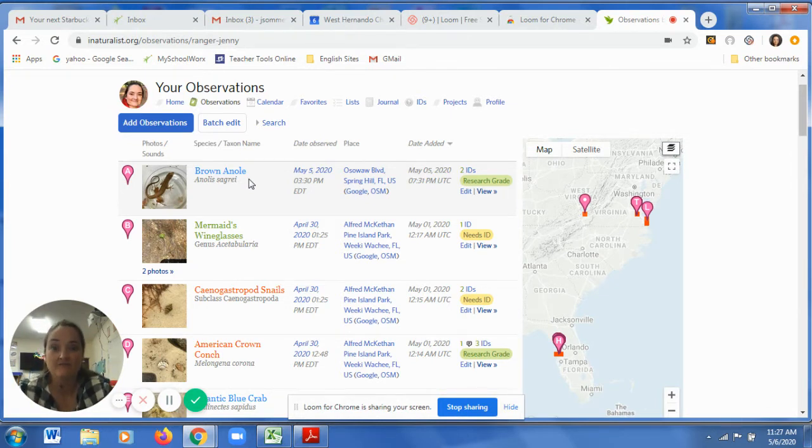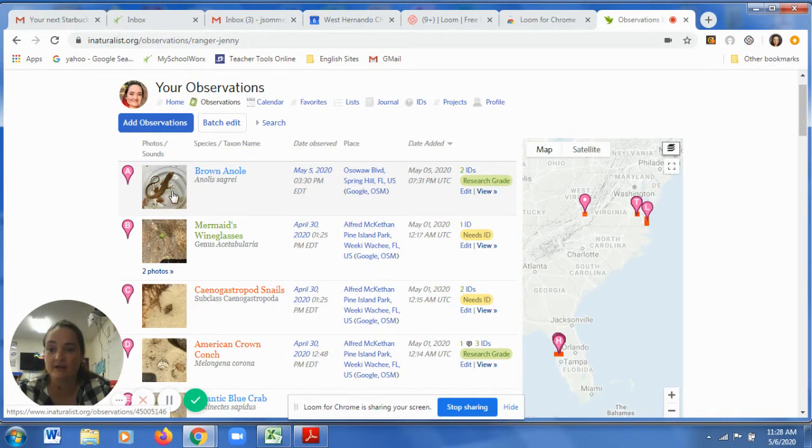That's what I love about this site, because bird ID without a location can be very hard. Same thing with all sorts of things, plants, animals, fungus. ID helps, or the location helps. So anyway, here's my page. I've done different observations.